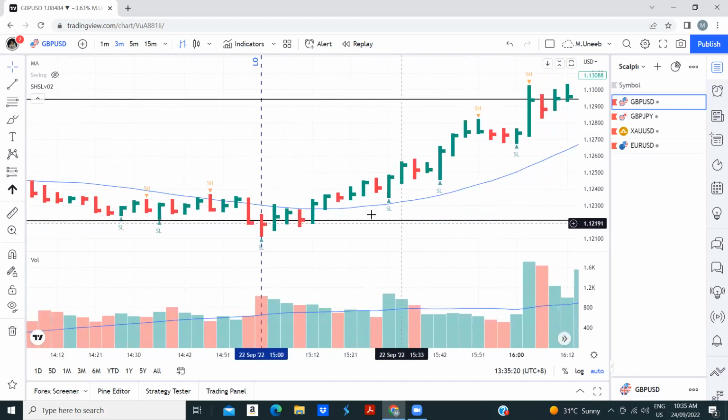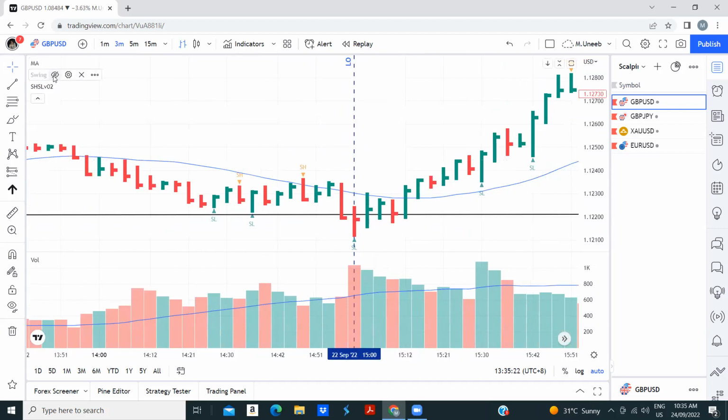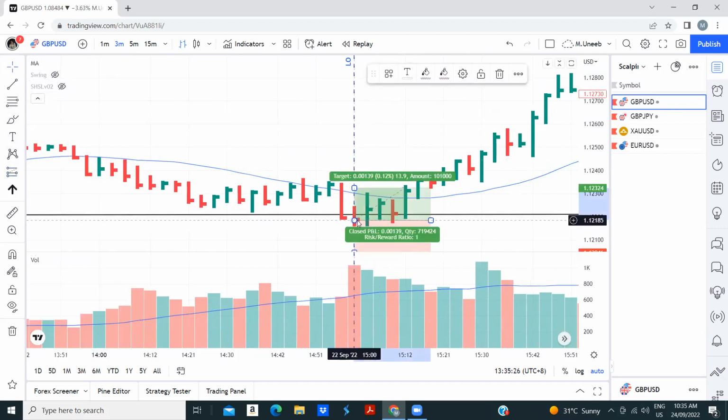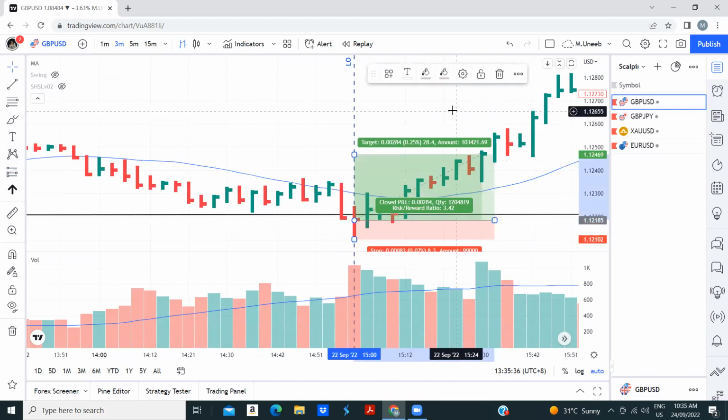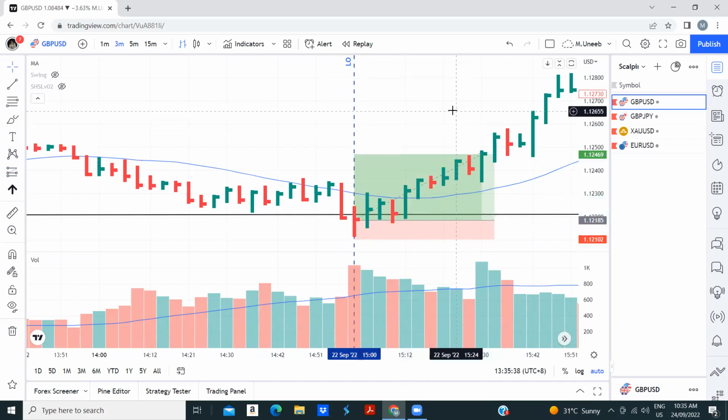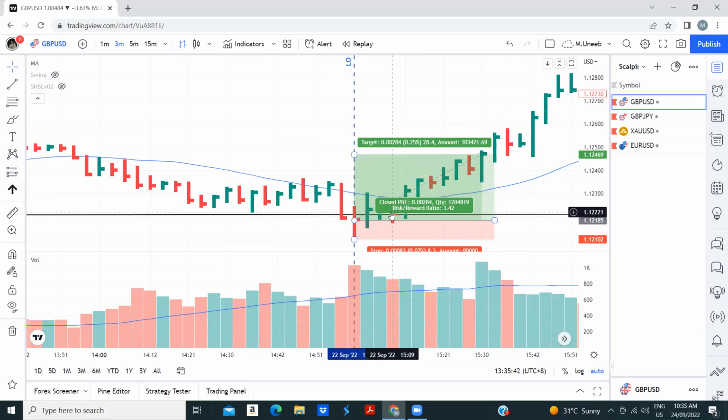So this would be what? A good London Open trade, right? Any question here? A spring setup. A first setup here, a second setup here.